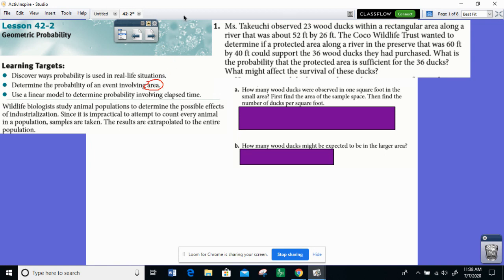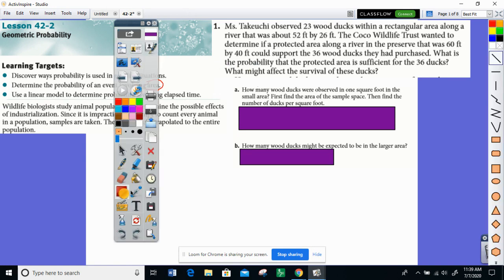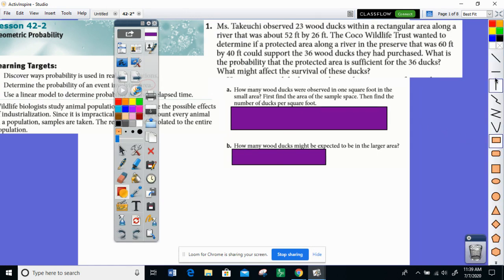This problem starts off by saying wildlife biologists study animal populations to determine the possible effects of industrialization. Since it is impractical to attempt to count every animal in a population, samples are taken. The results are extrapolated to the entire population. So Ms. Takeuchi observed 23 wood ducks within a rectangular area along a river that was about 52 feet by 26 feet. So we're going to draw out a picture for that rectangular area.